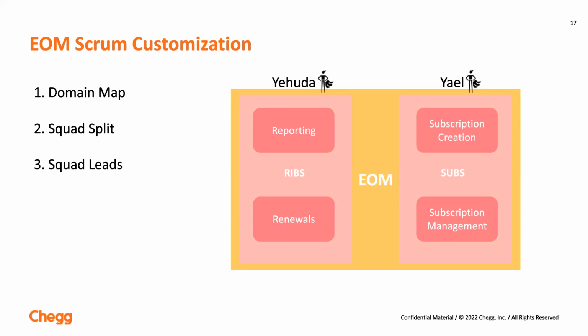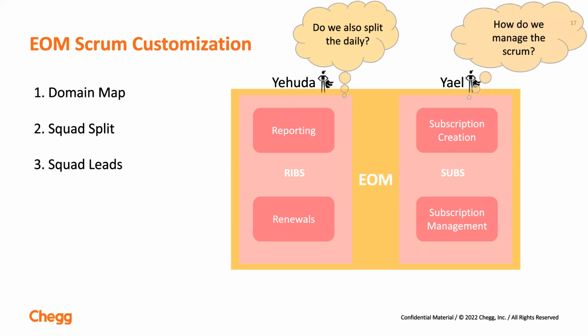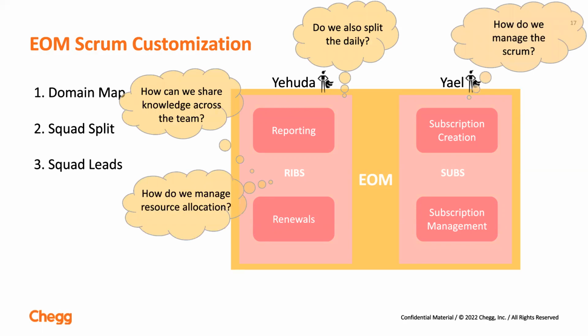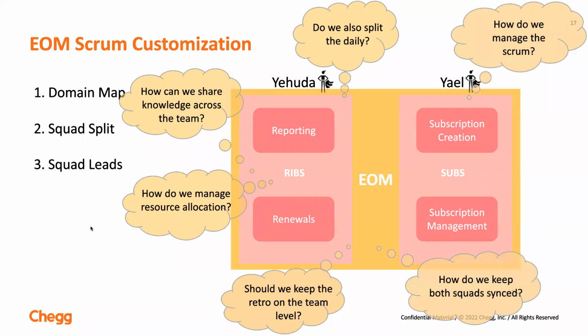The restructure of the team was a good start. Now, many concerns were raised about the execution of the Scrum process. Do we also split the daily? How do we manage the Scrum? How can we share knowledge across the team? How do we manage resource allocation? Should we keep the retro on the team level? And maybe the most major concern was how do we keep both squads in sync?